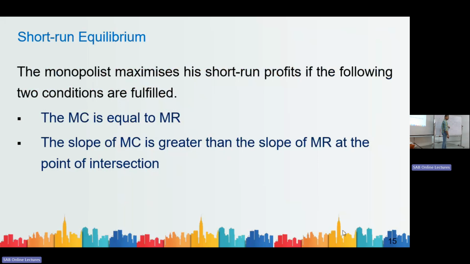Then to find the slope of MR, we have to differentiate MR with respect to Q. To find the slope of TR, we differentiated TR with respect to Q. That is MR. To find the slope of MR, we differentiate MR with respect to Q. After differentiating MR with respect to Q, the result is minus 0.4, which is negative. And that is the slope of MR.